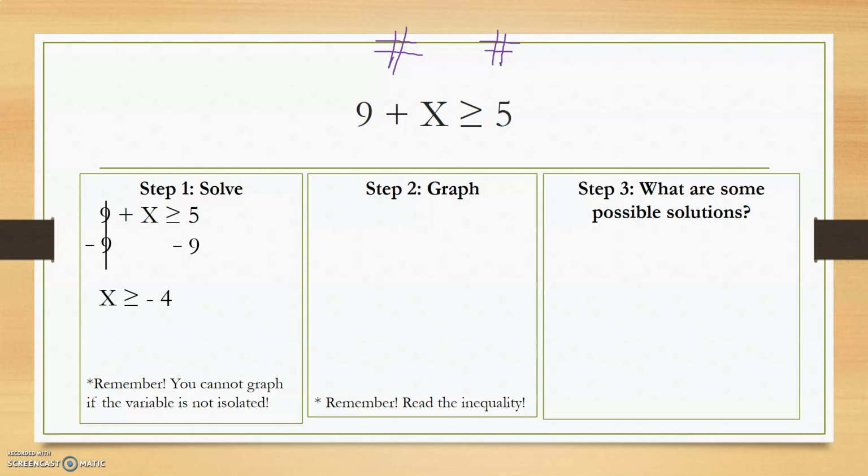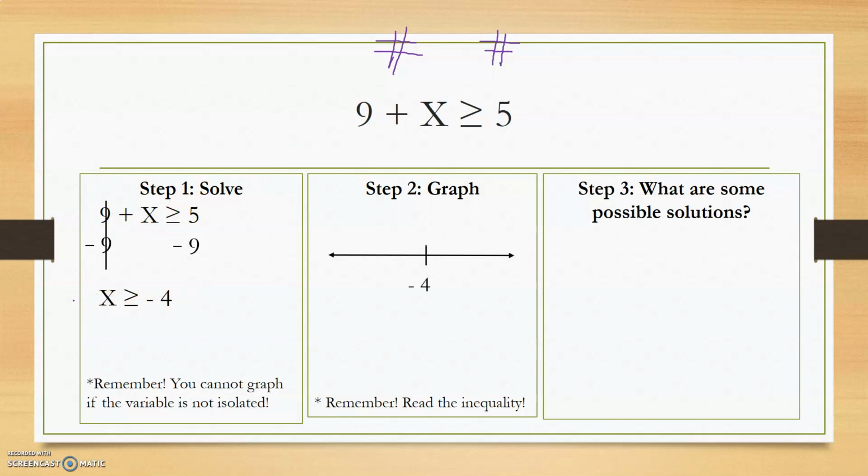Pretty simple, straightforward, okay? Remember, you cannot graph if a variable is not isolated. So just as you see it says 9 plus x, x is not by itself, so I cannot graph this until I've got x by itself. So that brings us to step 2.